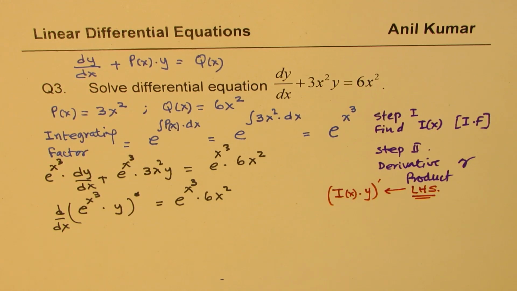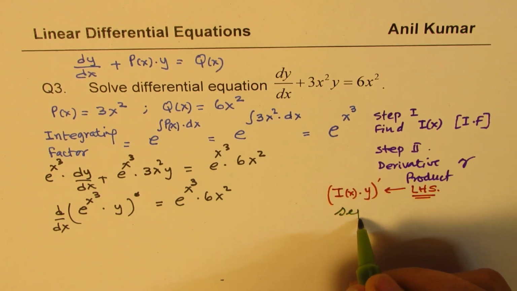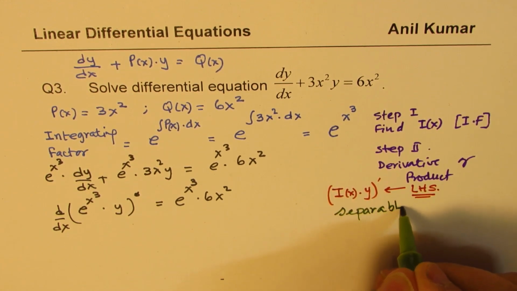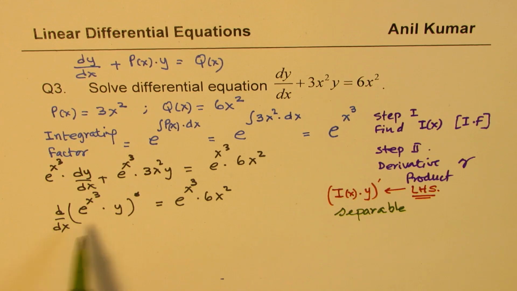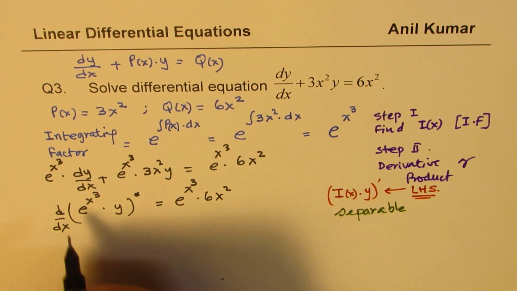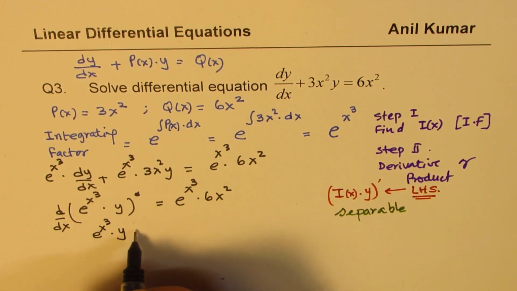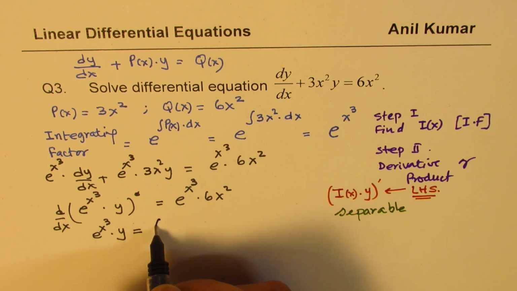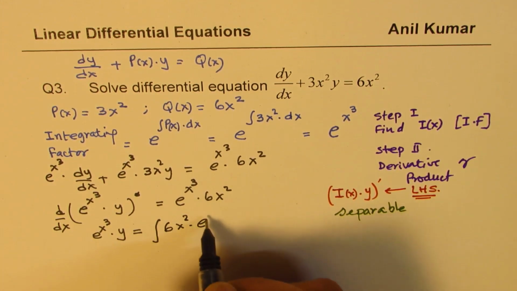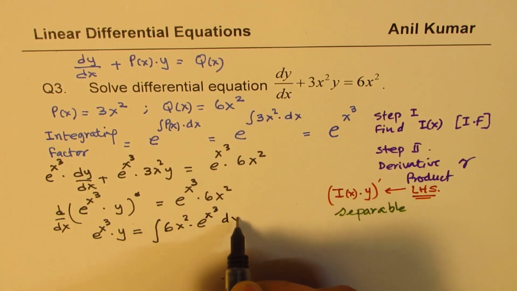Now you can easily integrate, since we have a form which is separable. Since it is separable, you can easily integrate and get your answer, right? So when you integrate, what do you get? You get e to the power of x cube times y equal to the integral of q, which we get here, 6x squared times e to the power of x cube dx, right?